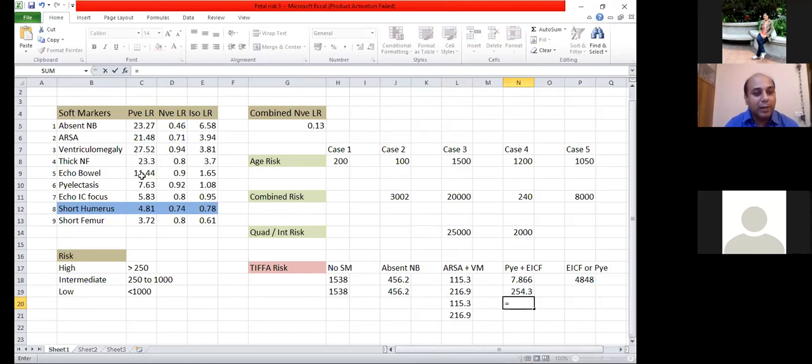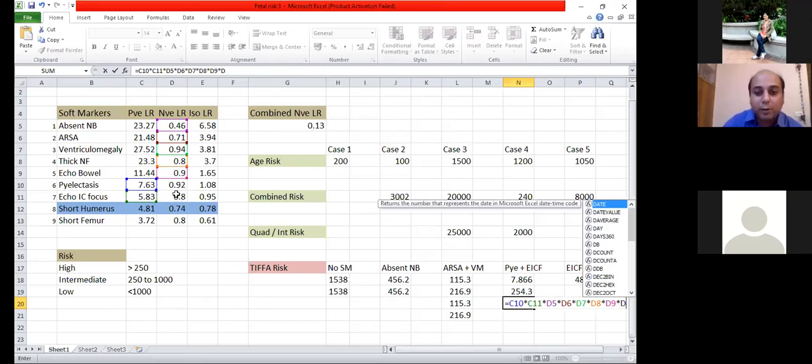So pyelectasis positive likelihood ratio is this. Echogenic intracardiac focus is this. So we have taken the positive LRs of these two present markers, and now we will multiply with the rest, all negative markers. It can be done very easily on the calculator as well. Just for the demo, I have taken this Excel sheet. This is what needs to be done by us.